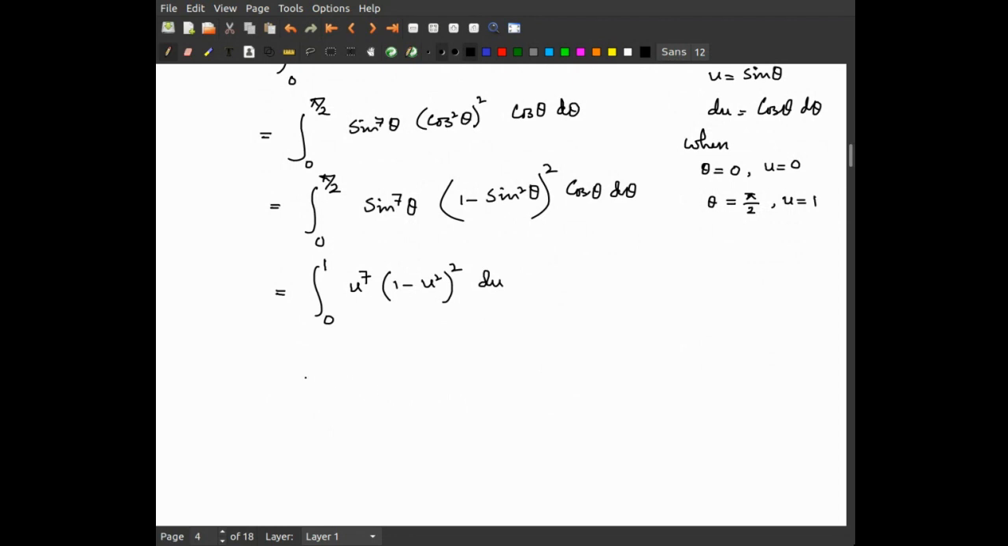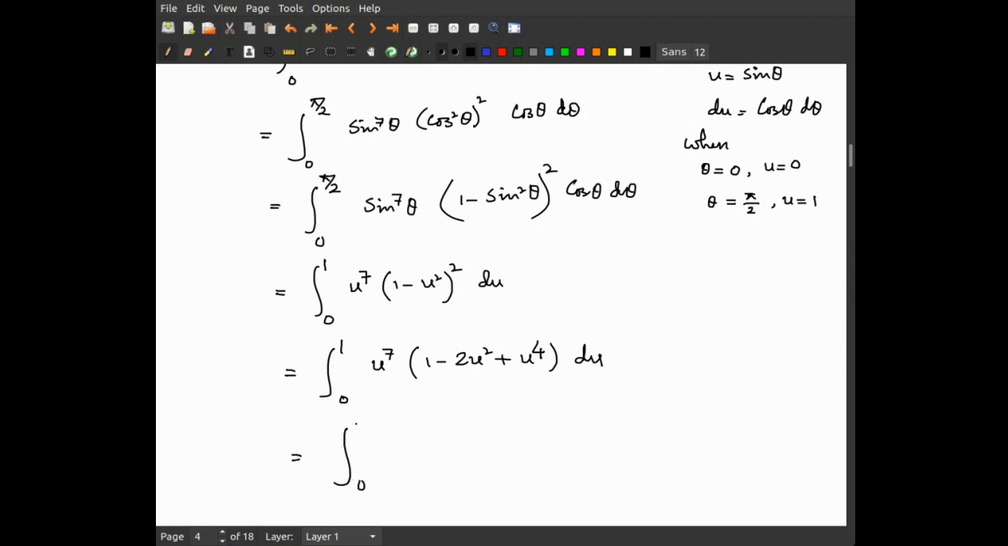All right, so we have to distribute, but before distributing we can see there is a square there, so that means we have to expand that one first. So that means this is u to the power 7 and (1 minus u square) whole square, that can be written using the a square minus 2ab plus b square formula. So 1 minus 2u square plus u to the power 4.